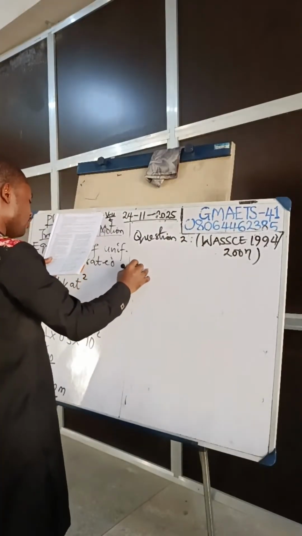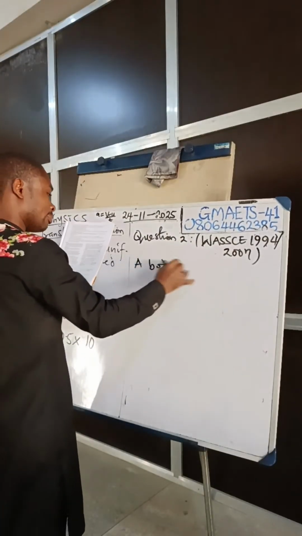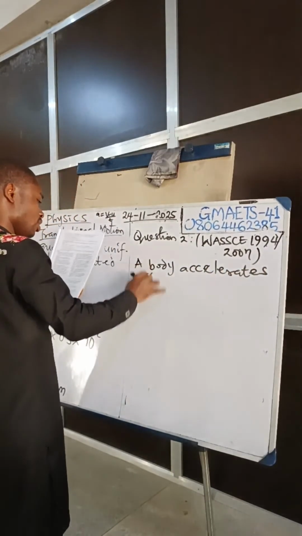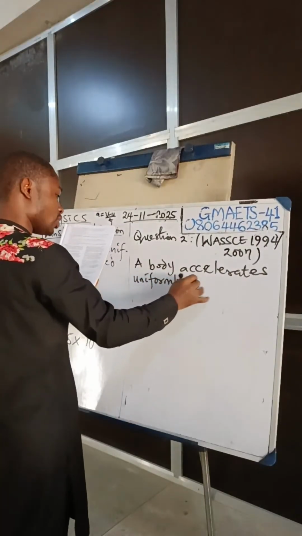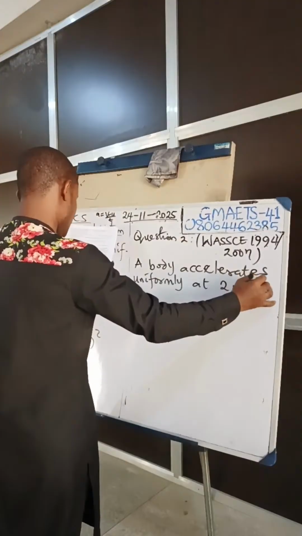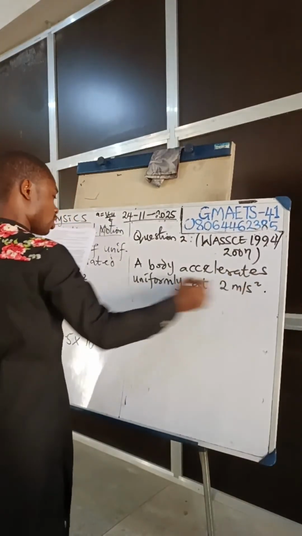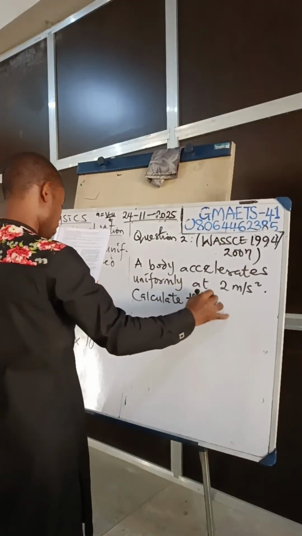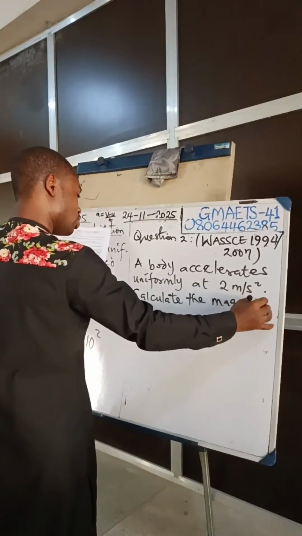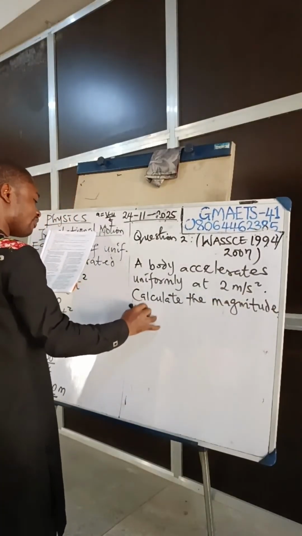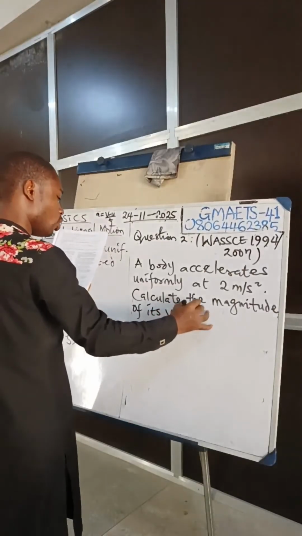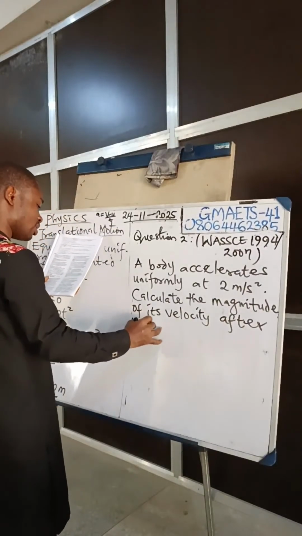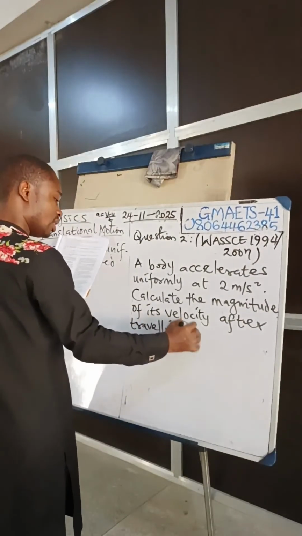A body accelerates uniformly from rest. You know the implication of that statement, from rest already, is that not so? At 2 meters per square second. Calculate the magnitude of its velocity after traveling 9 meters.